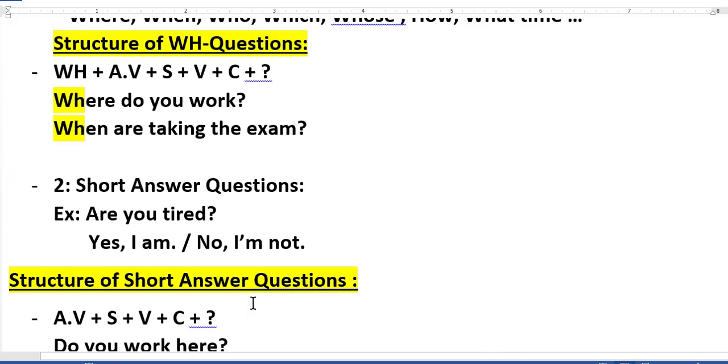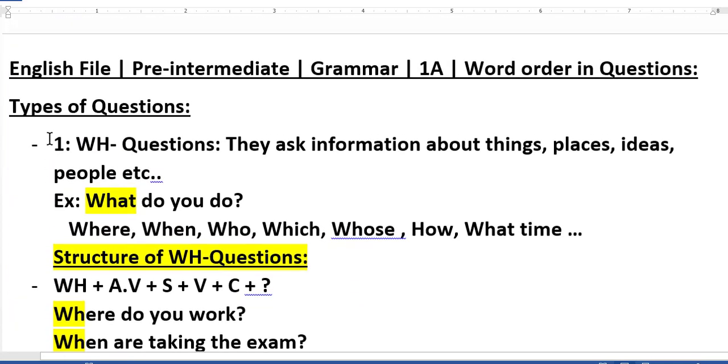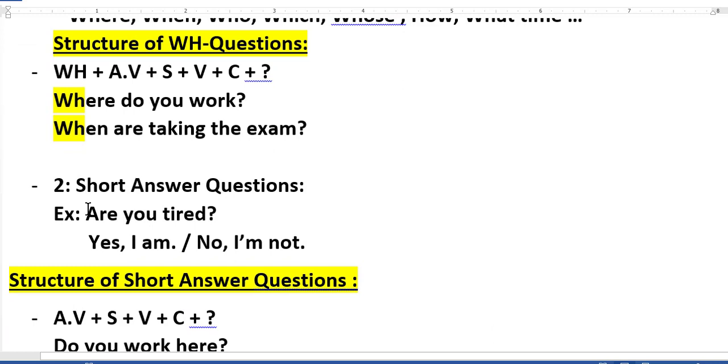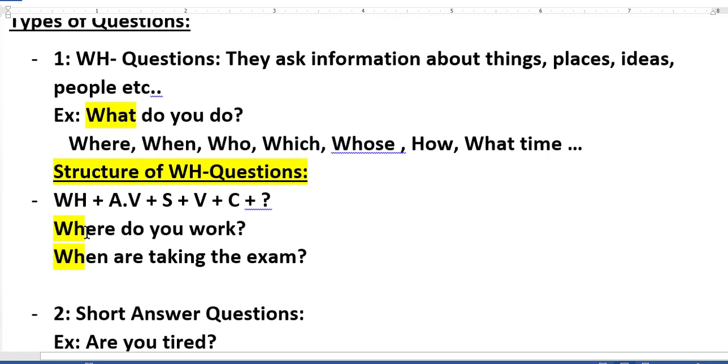So this is our two types of questions. First, WH questions, and then we have short answer questions. Remember one thing. These questions can be used in all the tenses like simple present, present perfect, past simple, past continuous, present perfect continuous, future perfect. All of them you can use. Also, you can use to be, helping verb to be. You can use in passive sentences as helping verb. Okay, guys, thank you so much. That's all.